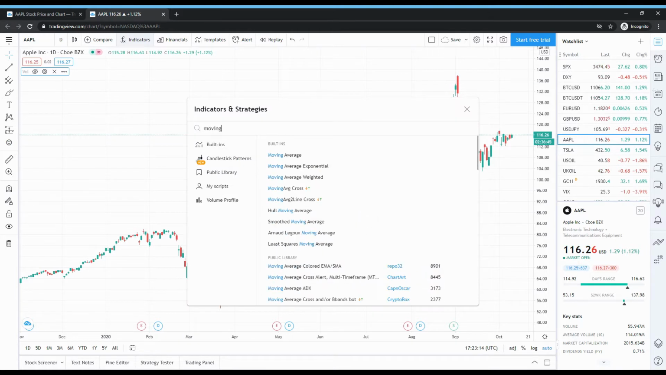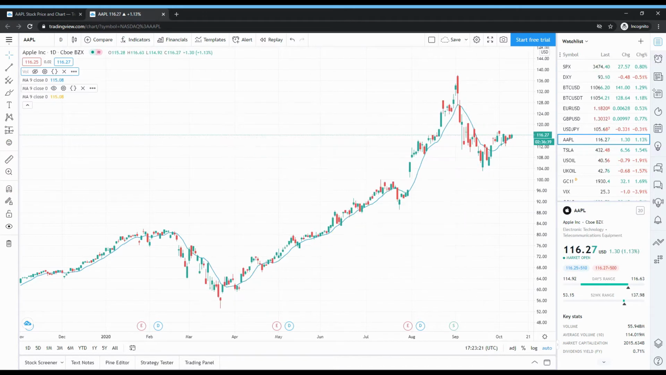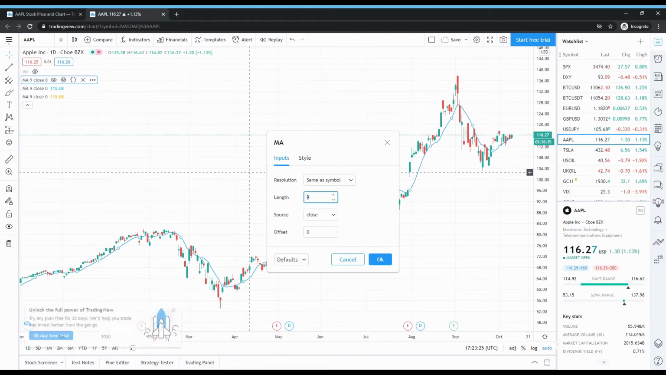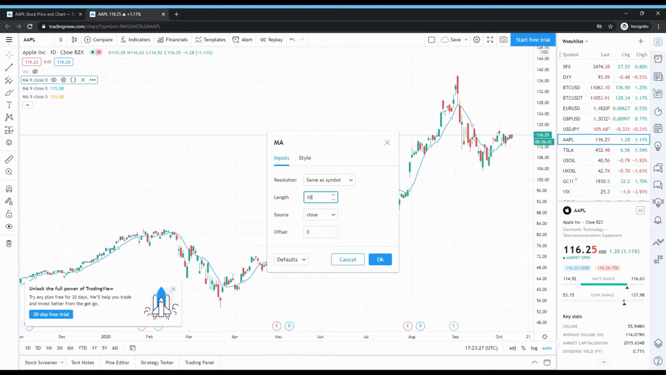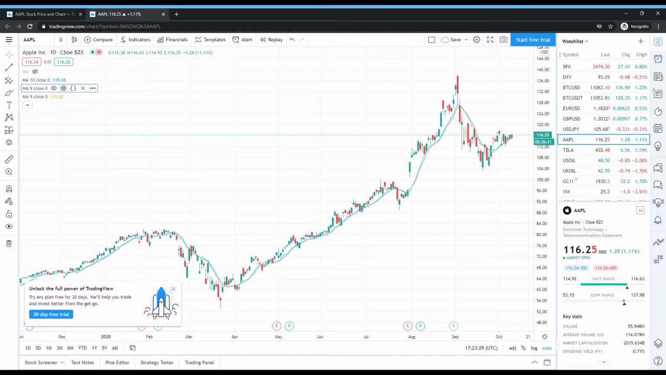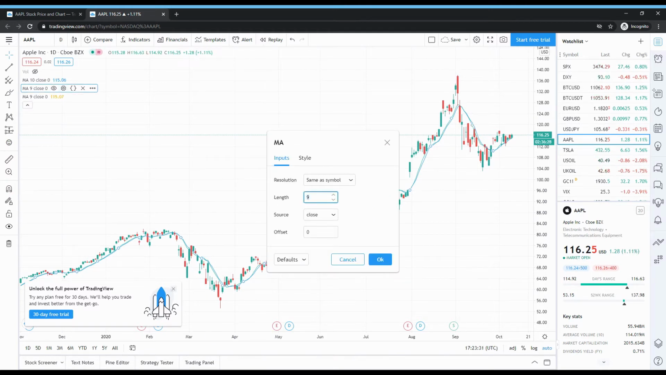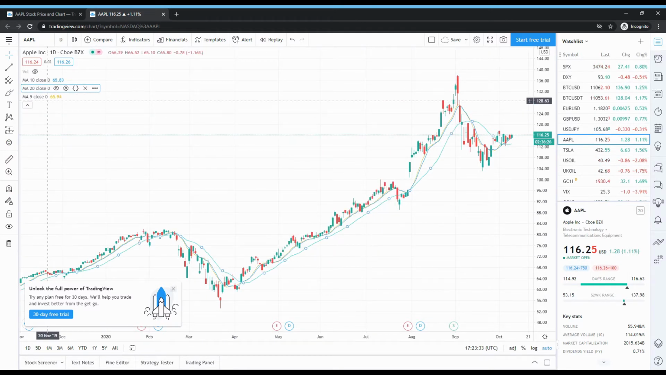I'm going to use three different moving averages, so I'm going to click on it 3 times. By default it takes a moving average of 9, but we are going to use a 10-day moving average, and the other one is going to be a 20-day moving average, and the last one we are going to use is a 50-day moving average.